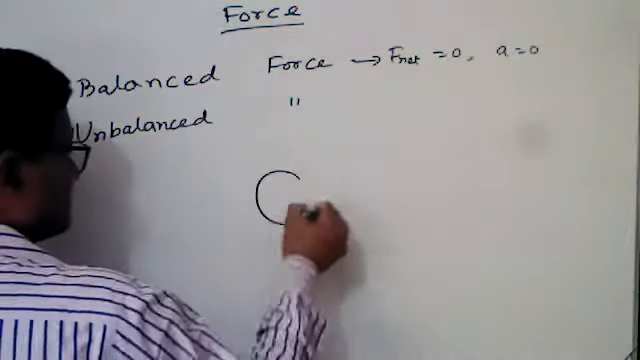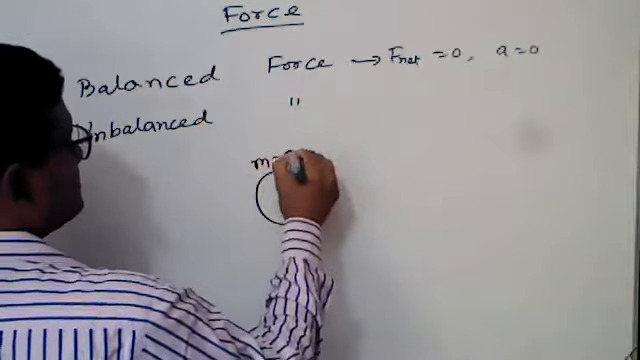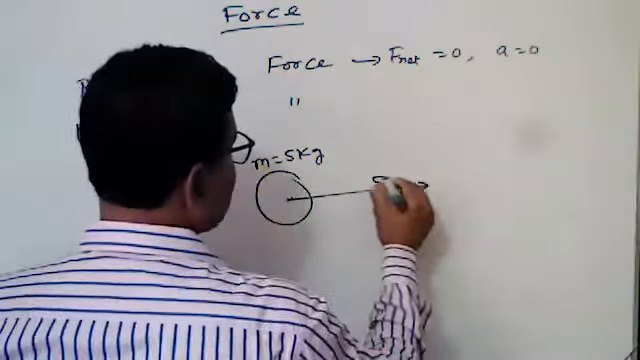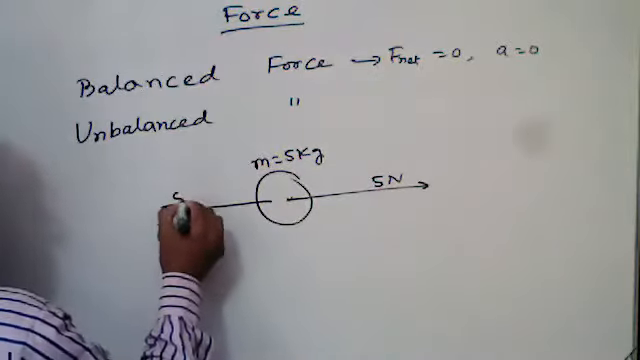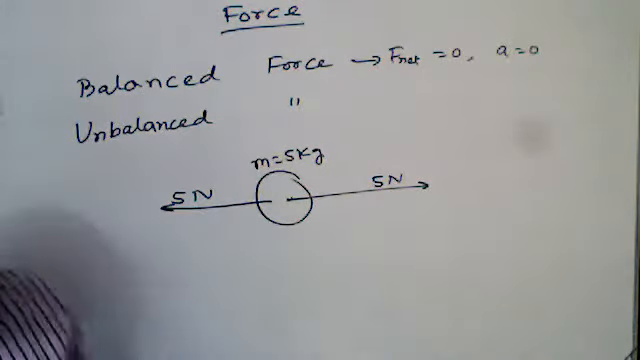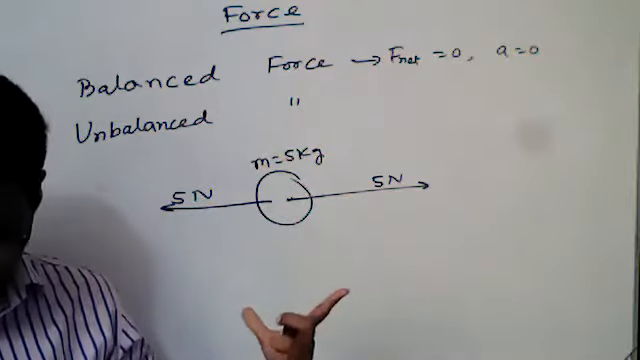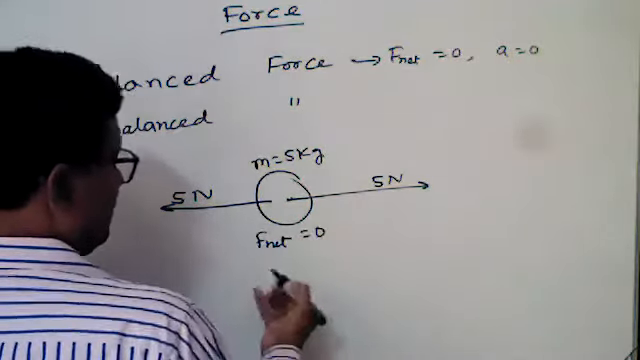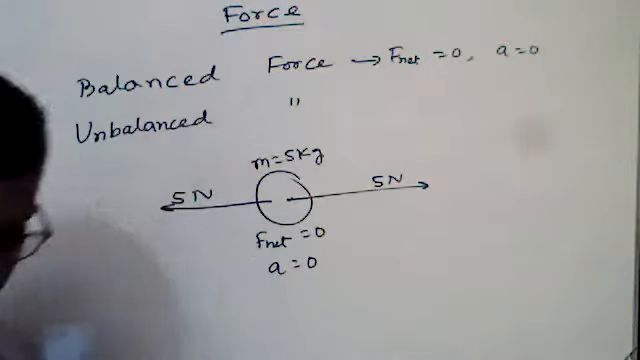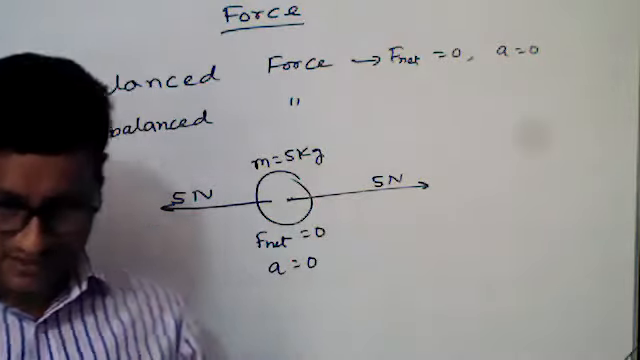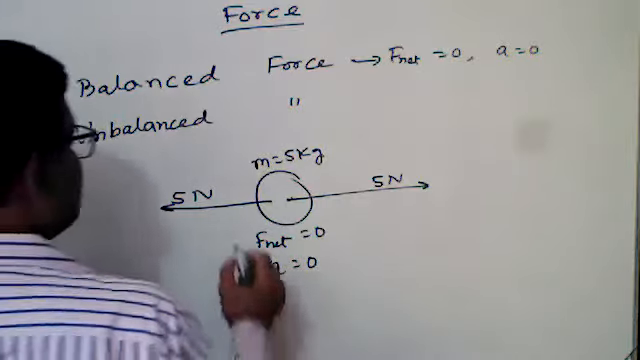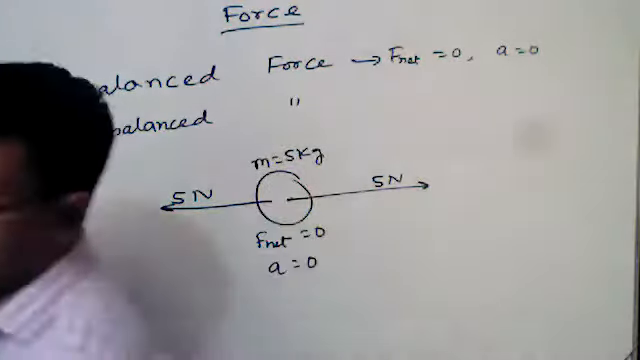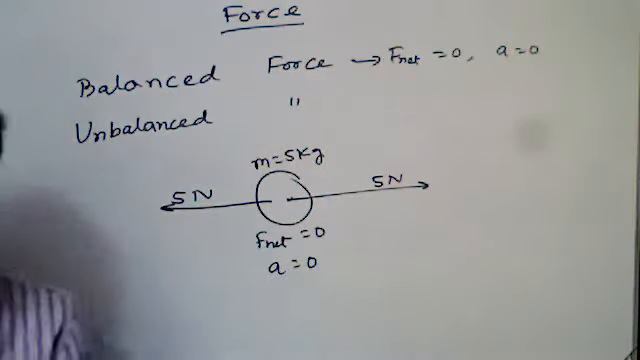Suppose this is an object. The mass of the object is suppose 5 kilogram. A 5 Newton force is applied in this direction, another 5 Newton force is applied in this direction. So the position of the object is not changed. That means the net force is 0. If force is 0, then acceleration must be 0. That is the condition of the balanced force. So if force is applied, there is no acceleration on this object. That is called the balanced condition.